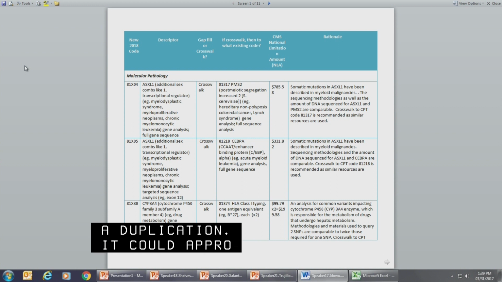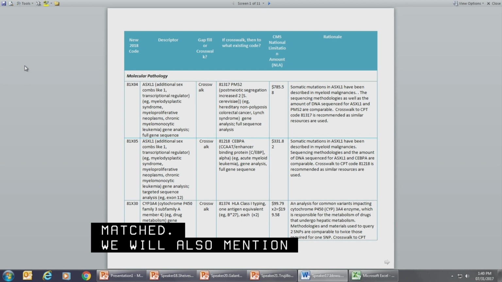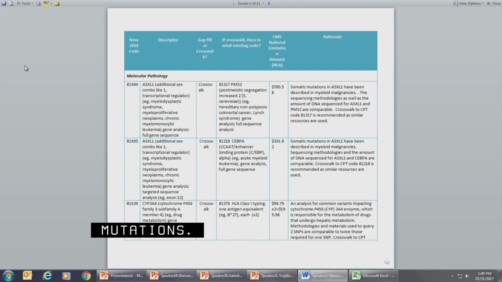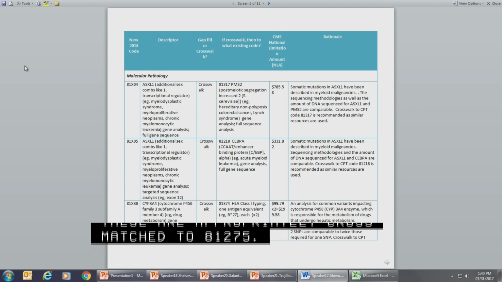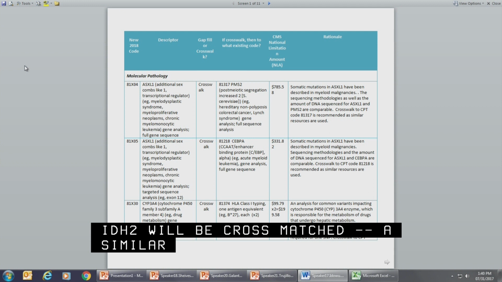We will also mention some codes here, IDH1 and IDH2. They look for common mutations. We think this could, as mentioned earlier on, be appropriately crosswalked, that is IDH1 to KRAS 81275, and then IDH2 could be crosswalked to 81311, the NRAS gene.